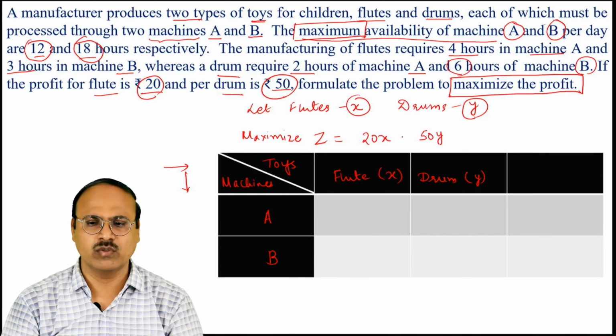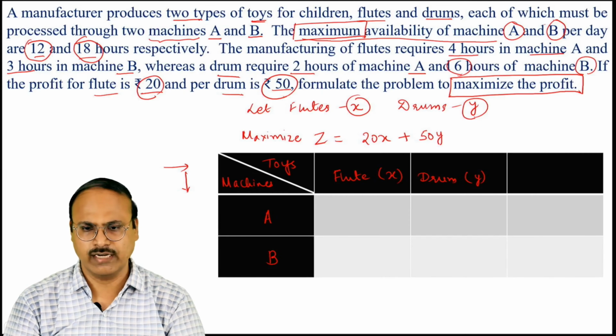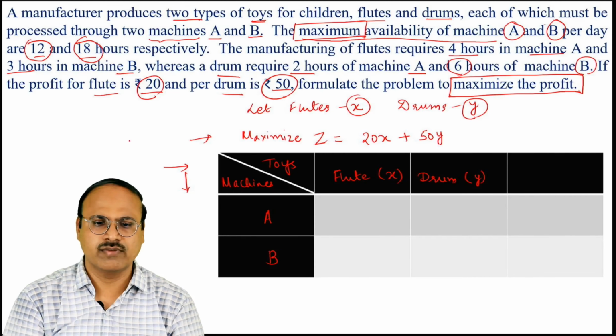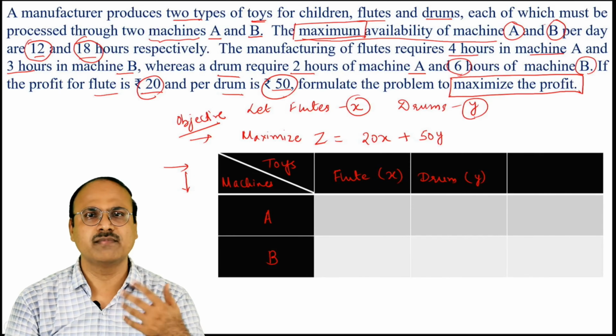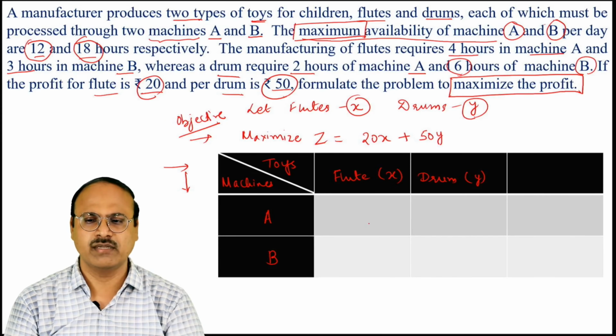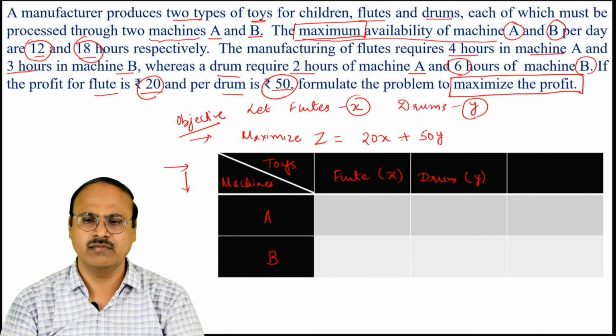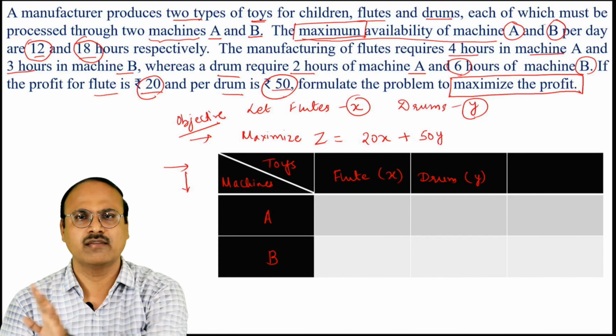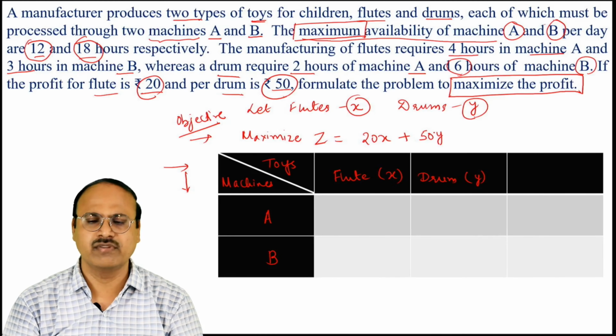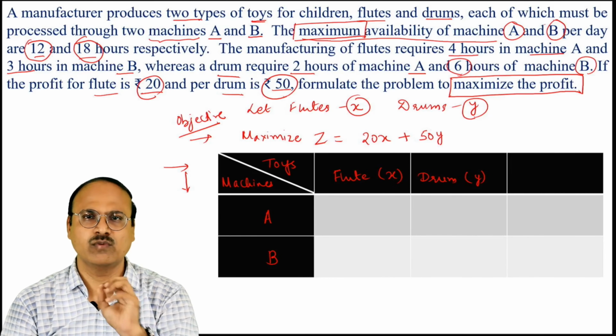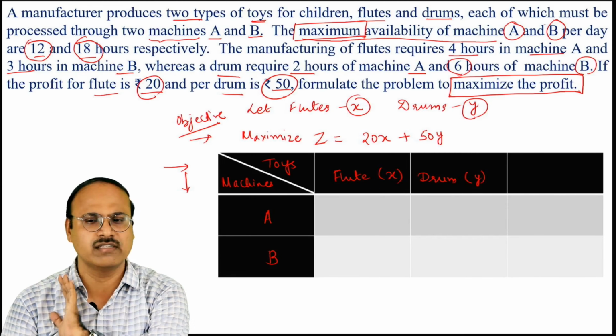Now what is the total profit? The total profit is the profit earned from flutes plus the profit earned from drums, correct? And now this becomes your objective function. So this is your objective. What is your objective? To maximize Z equal to 20X plus 50Y. Where is this coming from? This mathematical equation is coming from the last statement of the problem, which talks about the profit earned per flute and per drum. We assume the number of flutes to be X and the number of drums to be Y. So 20 into X plus 50 into Y is the total profit which we want to maximize. So the first part of the objective function is done.